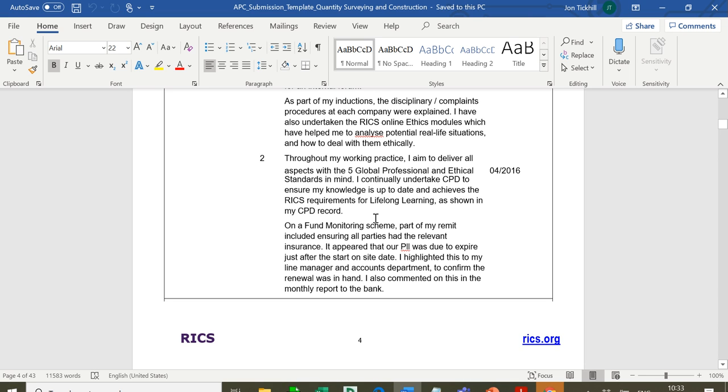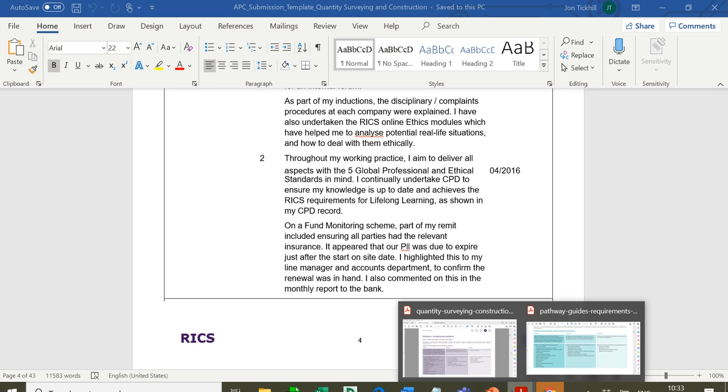If we then go back to the submission documentation, again looking at level 2 now of the same competency, you can see here that the candidate again is referring to their own experience of lifelong learning, and they're demonstrating that they have maintained their CPD record, which all RICS members are required to submit a set amount of CPD per year.